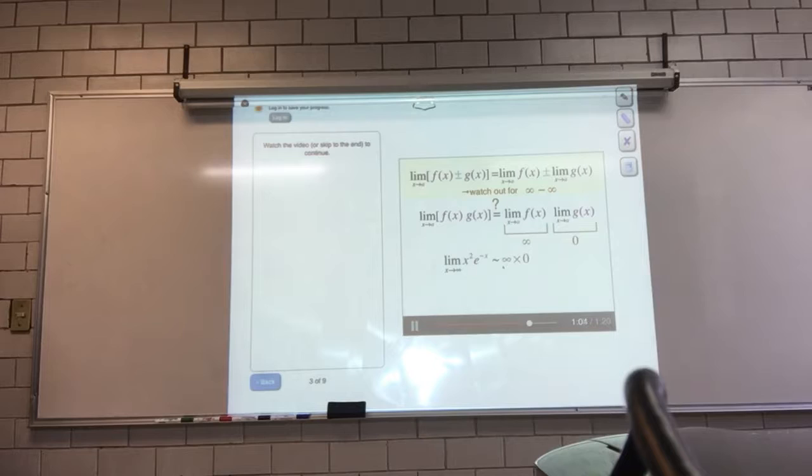The x squared term goes to infinity, which tries to make the product really big. But the exponential term goes to 0, which tries to make the product really small. Which one of these two wins? Try plugging in some big values for x into this function to see what happens.